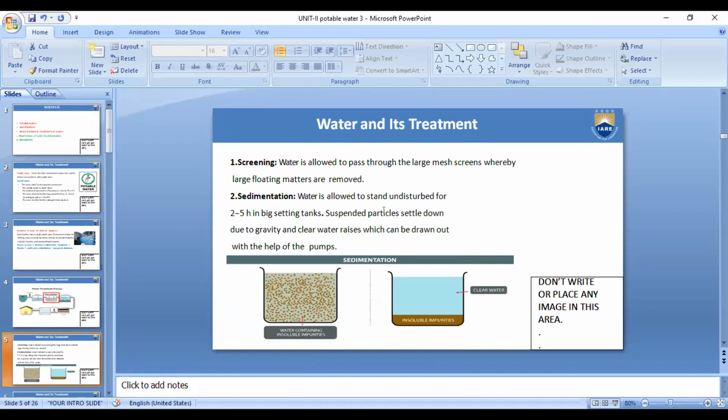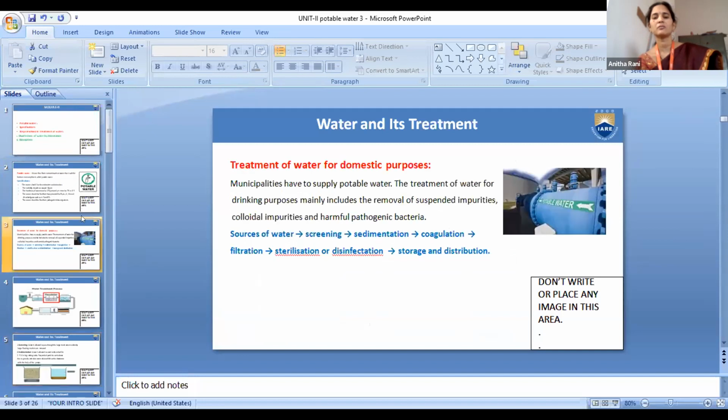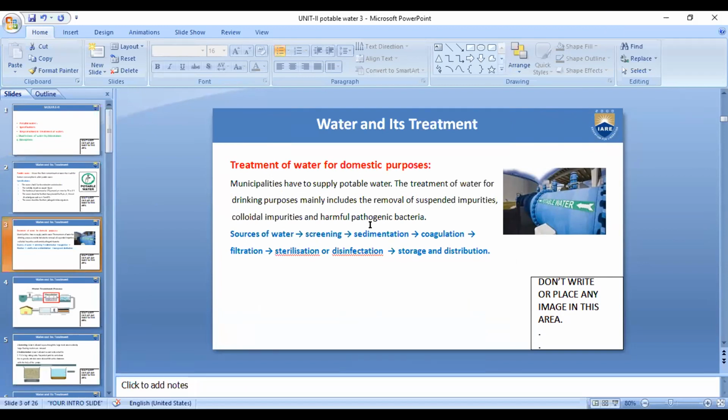You understood now what is potable water? Yes, ma'am. What three impurities are we going to remove? First one is what? Any floating impurity, suspended impurities, we have to remove. Second one, colloidal impurities. Third one, harmful pathogenic bacteria. So that we have to remove. Tomorrow we'll discuss slowly again.